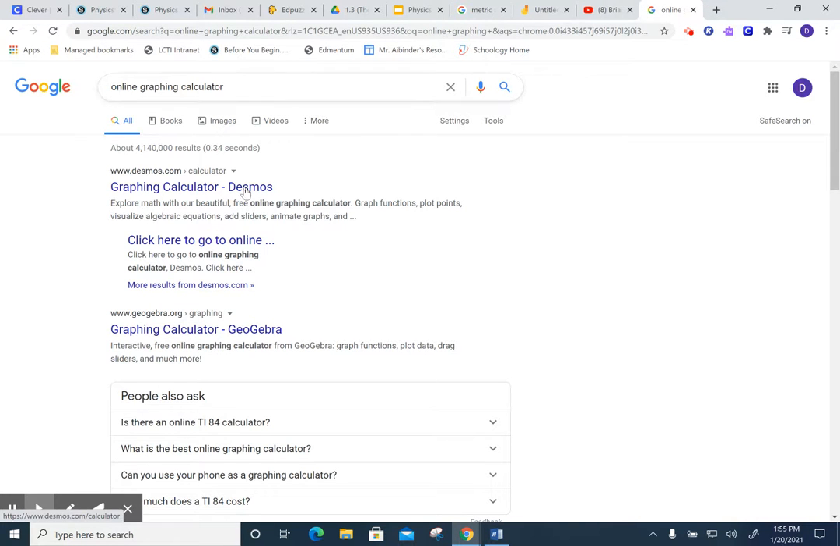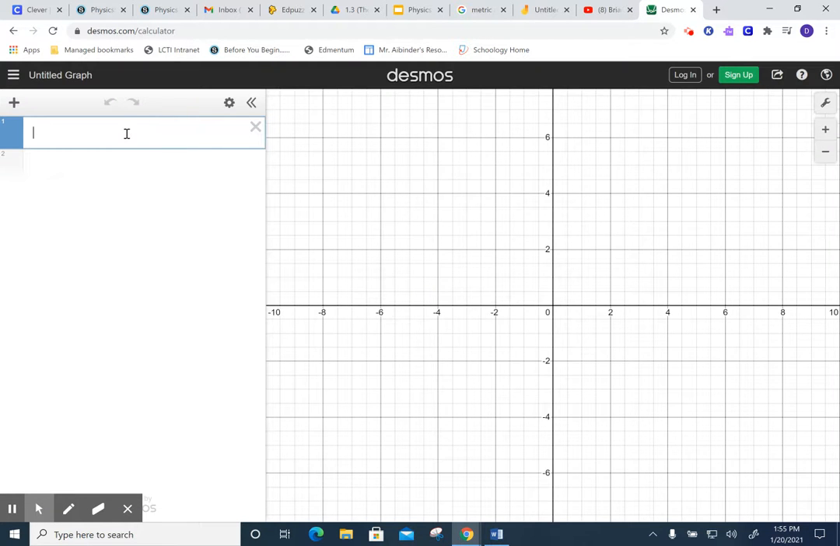Yeah, Desmos does a really good one. So now watch. I'm going to put in that equation: y equals 4.9, we're going to call it x squared. And that's what it looks like.